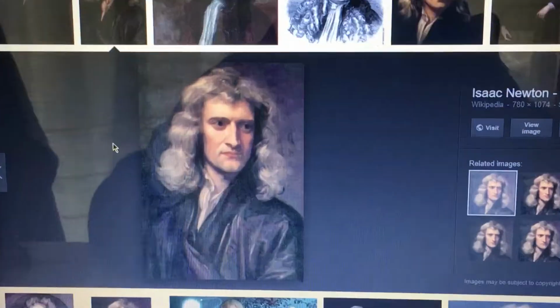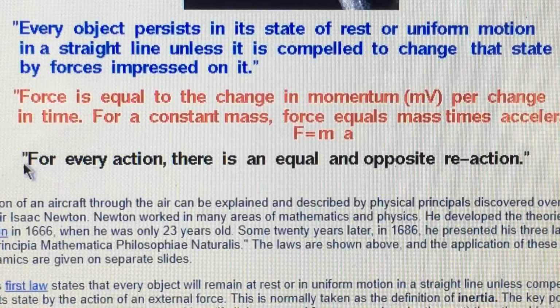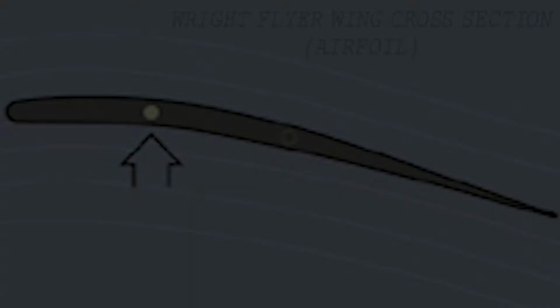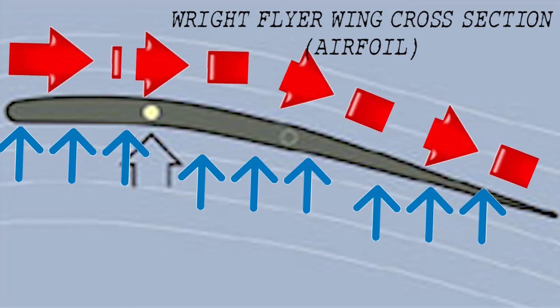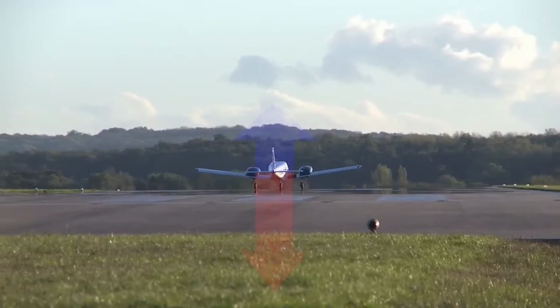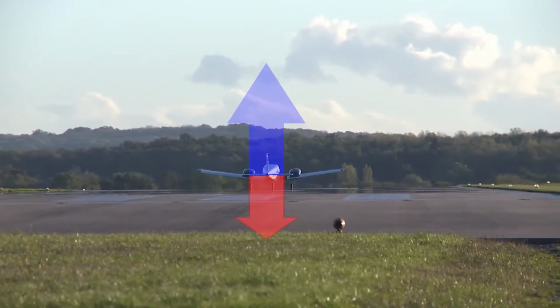Sir Isaac Newton stated in his third law of motion that for every action there is an equal and opposite reaction. As the wing pushes air down, air must also push the wing up with equal force. This force is known as lift. When the lift generated exceeds the weight of the aircraft, the plane will take flight.